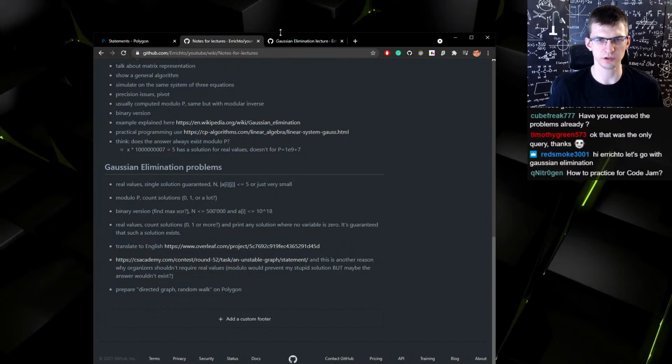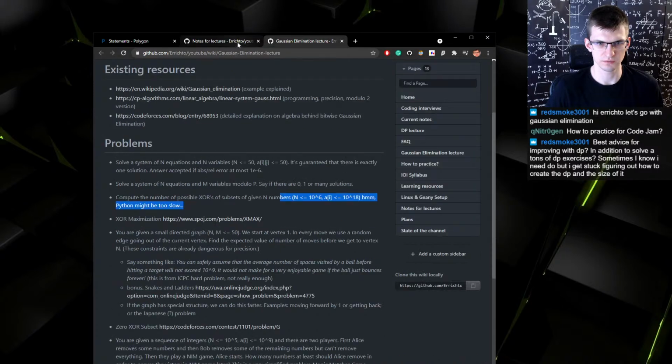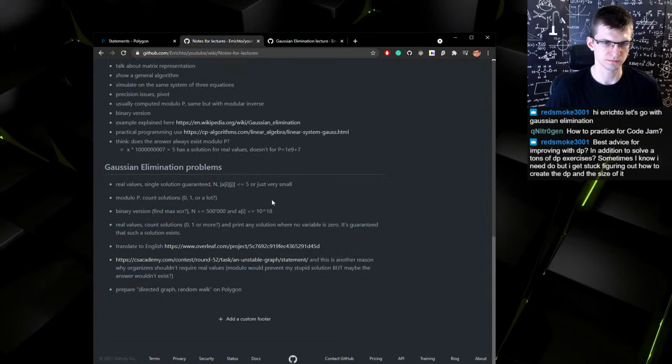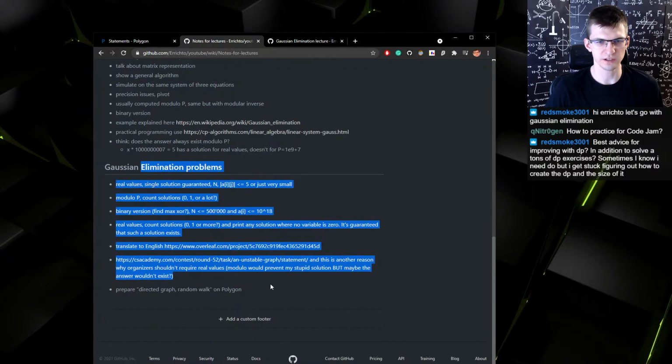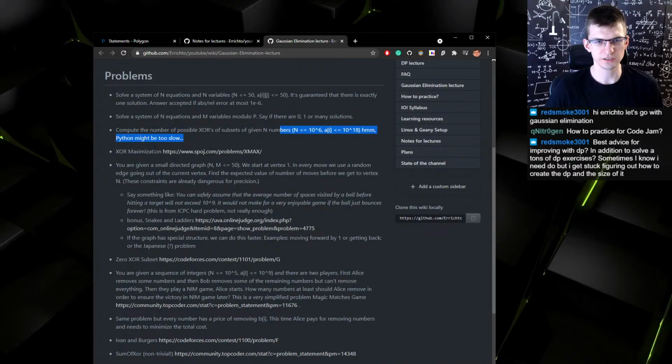What we want to require is maybe first just to say how many solutions there are, modulo 1,000,000,007. Let's merge this. Let's move all of that here because this will be better. So XOR maximization is a good next problem. Even small directed graph. This is, I think, a topic for some kind of next lecture.